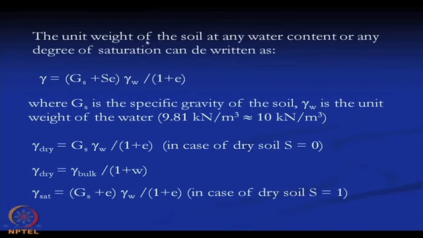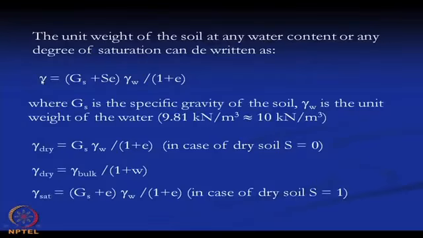Now, the unit weight of soil at any water content or any degree of saturation can be written as, because as I have mentioned, soil can be in different stages: completely dry, completely saturated, or in some normal stage where it is partially saturated, not completely saturated. So, at different conditions, how will we determine the unit weight of the soil?